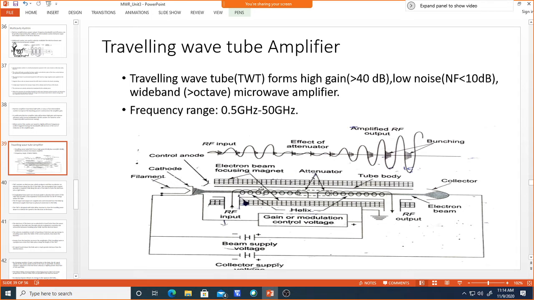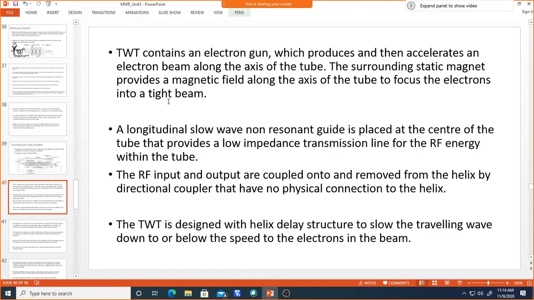Since there is no resonant cavity, and this helix structure is non-resonant, the amplification and gain will be very high. Since there is no resonance required here, the amplification and gain of the structure will be high. So that is what is given here.